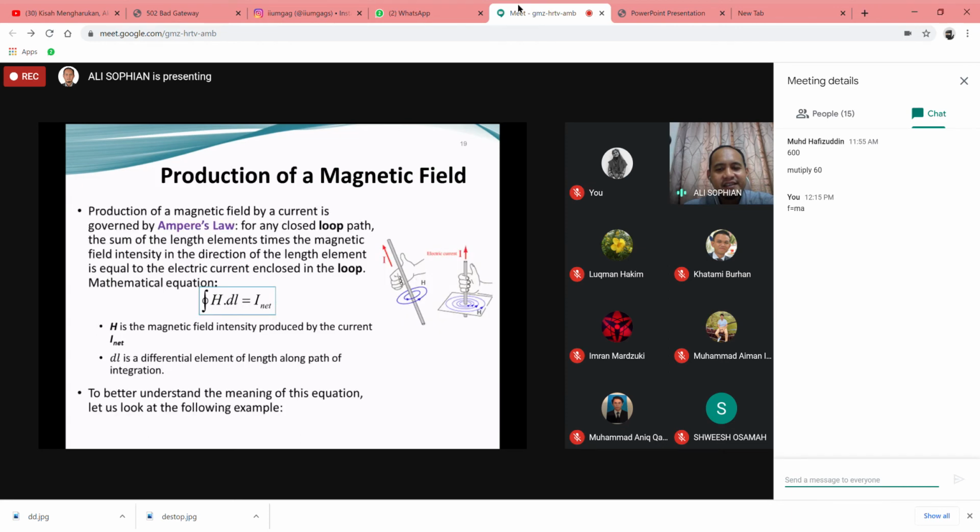Now, for the production of a magnetic field, we are going to look at the relation between magnetic field and current, because this is the important principle underlying electrical machines. The production of a magnetic field by a current is governed by Ampere's law. So, highlight here: production of a magnetic field by a current. You can generate a magnetic field by using current.